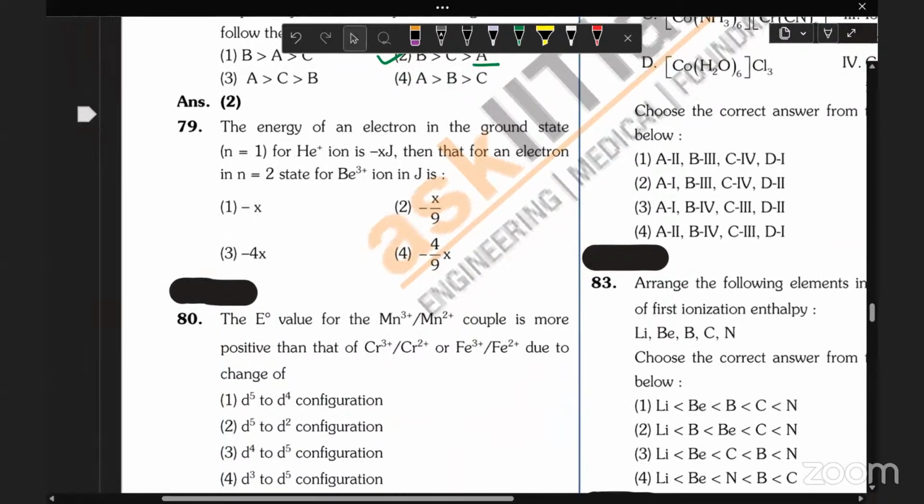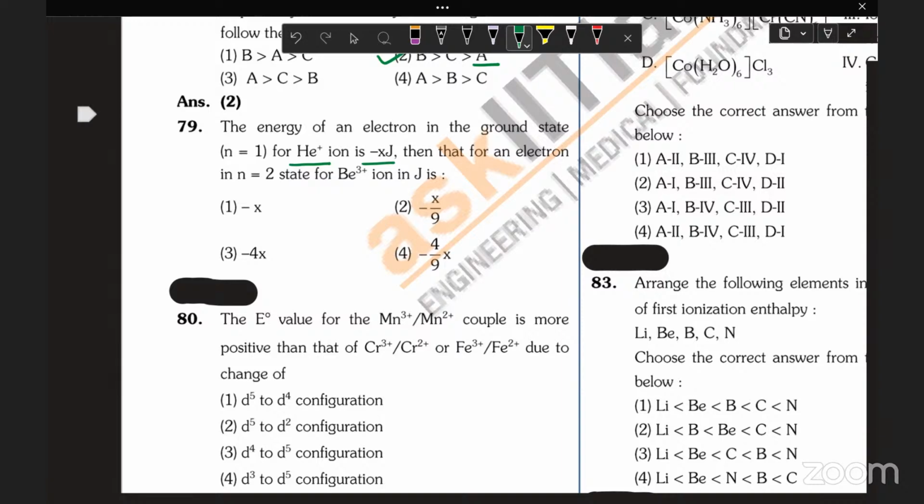Moving on to the next question, 79. The question is from atomic structure, the energy of the electron in different shells. The energy of an electron in the ground state for helium plus ion is minus x joule. Then that for an electron in n equal to 2 state for beryllium 3 plus ion in joule is? Okay. So you have helium plus and you have beryllium 3 plus. These are the two ions, right?